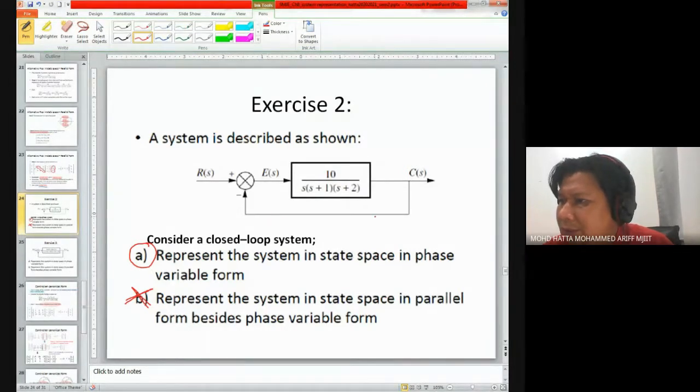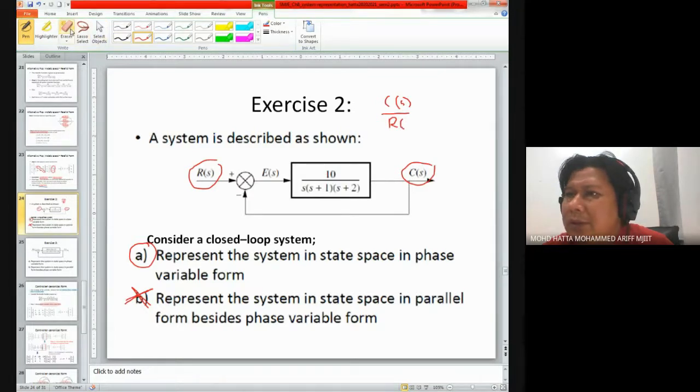All right. And to answer this exercise, I'll give you tips. The first one, you see here, this is a feedback system. And remember, our input is R of S and our output is C of S. The first thing you need to do is come up with a closed loop transfer function, C of S over R of S.